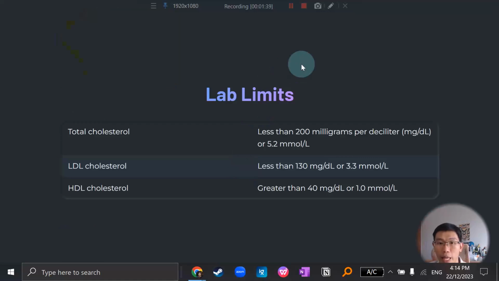What are the normal lab limits? Normal lab limits for total cholesterol is 5.2 millimole or 200 milligrams. LDL cholesterol limits are 3.3 millimole, 130 milligrams. HDL cholesterol is more than 1.0 millimole or greater than 40 milligrams. These are the good cholesterol, so we actually want it higher.